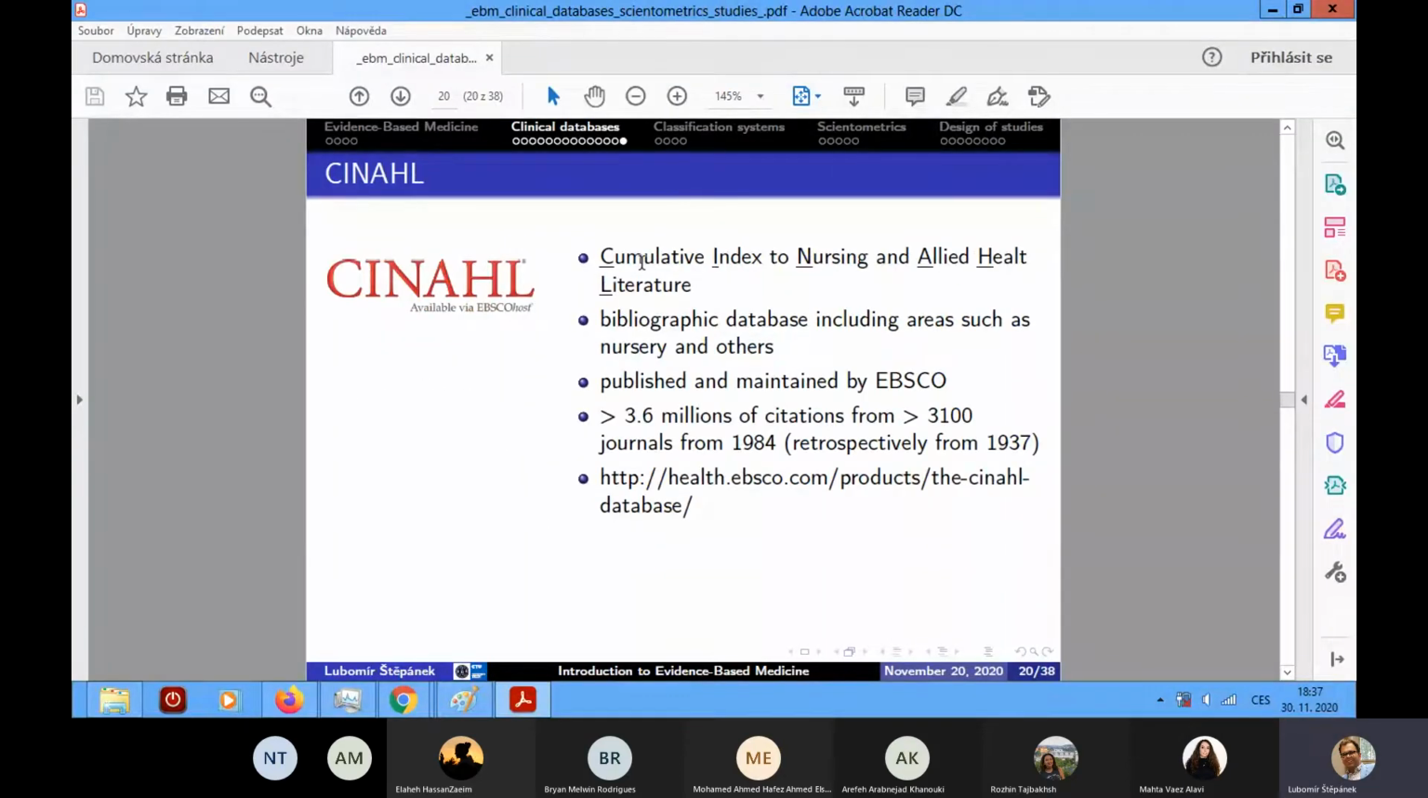And this one, I think, is maybe kind of interesting because there's also something like a clinical database which is dedicated to nursing and some allied health literature. Yeah? So it's for some other kind of medical professionals, not medical doctors or dentists. It's rather for other staff of these professions.